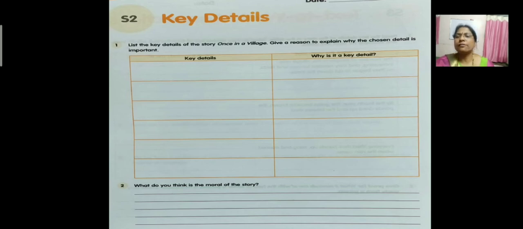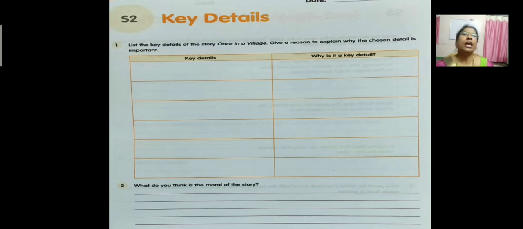Now, after this, when the forest has become very thin and sparse, what did the people do? Very good. Everyone prayed to God for rain. So you can write this in the fourth block over there. Okay, then towards the right side, why is it a key detail? So why did everyone pray to God for rain? Yes, very good. It tells us how people felt when there was no rain.